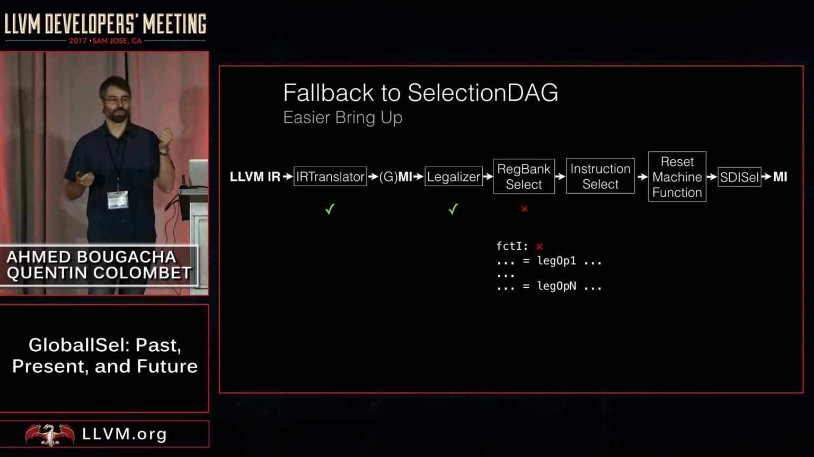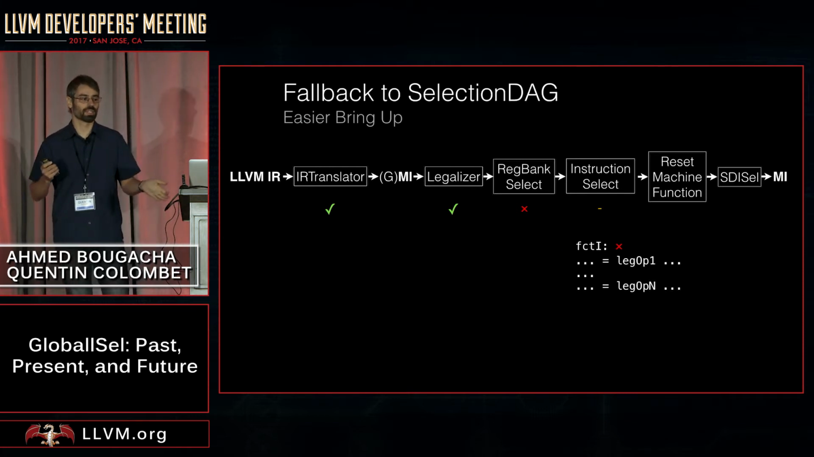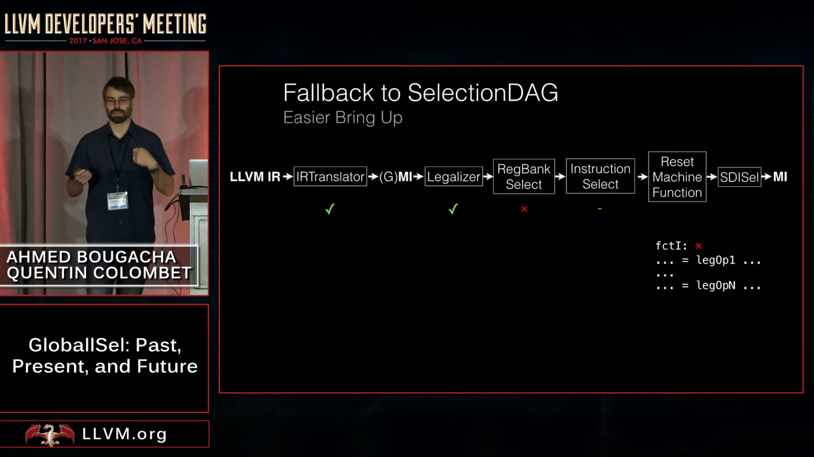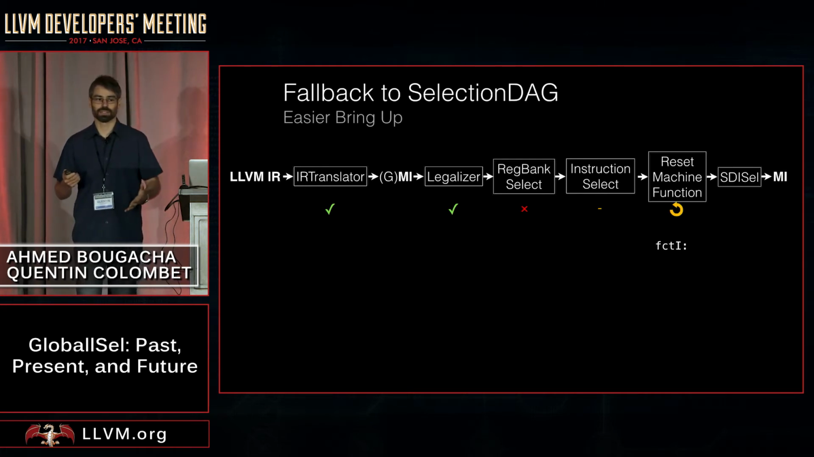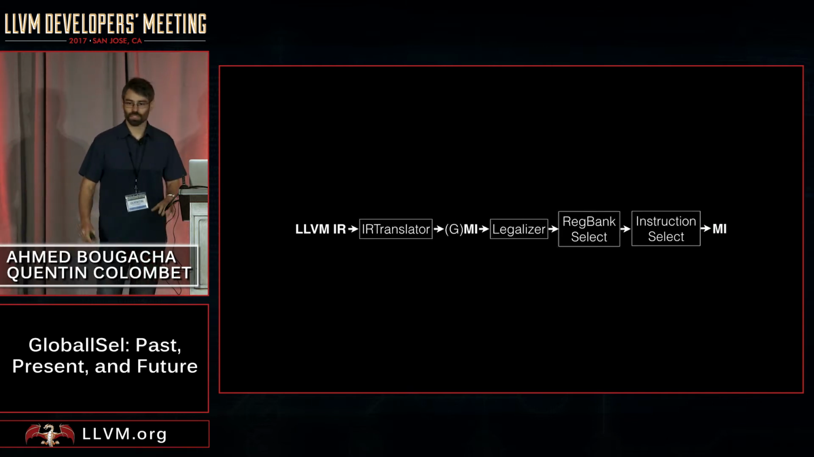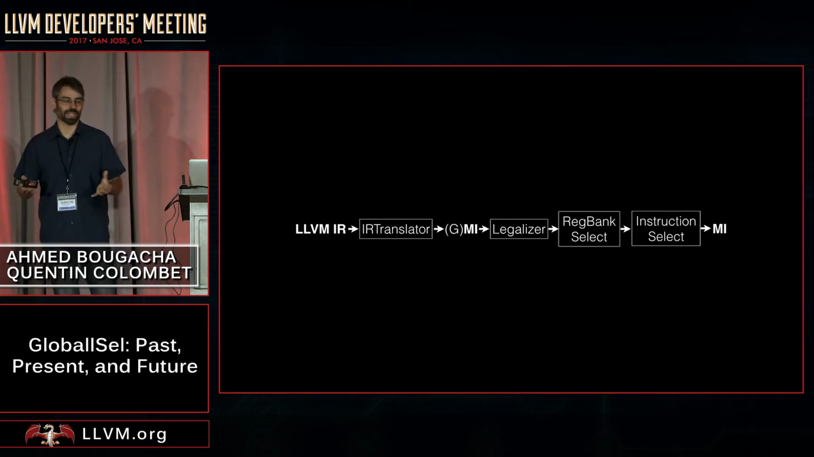When you do this kind of marking, all the subsequent passes are going to just skip the function and do nothing until you reach the reset machine function pass, which will look at this property, and if it's set, is going to clean up the function state and hand it over to selection DAG. Then selection DAG can do its work, and you can move on to the next function. So that was the change that we made that affects all the passes.